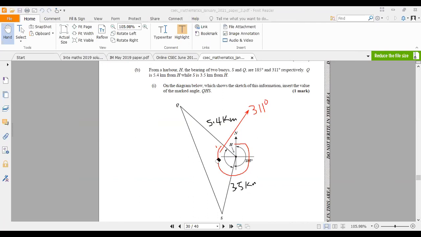Cosine. I have to use the cosine rule, but I need to explain something first before I can move on to the cosine business. What we need to do is find this angle here. Complete this angle. Is that okay? Once we know this angle, we can go on.